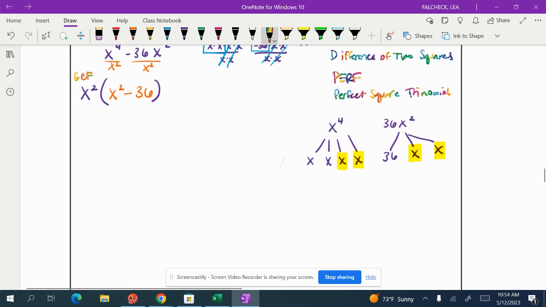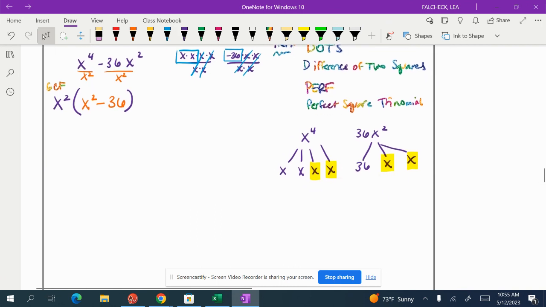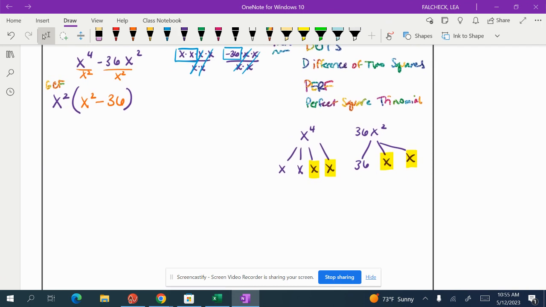So now I'm going to look for a cool factoring pattern. Is this a difference of two squares inside the parentheses? It certainly is. So that means I'm going to use my pattern to factor. I know that when I factor something, it looks like x plus or minus a number times x plus or minus a number. Now, in order to get a negative 36, that means one has to be plus, one has to be minus, and then the only number that, when multiplied by itself, gives me 36 is 6.